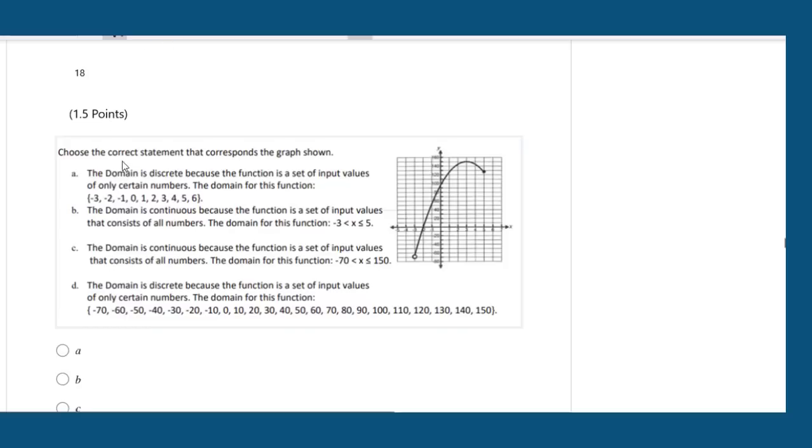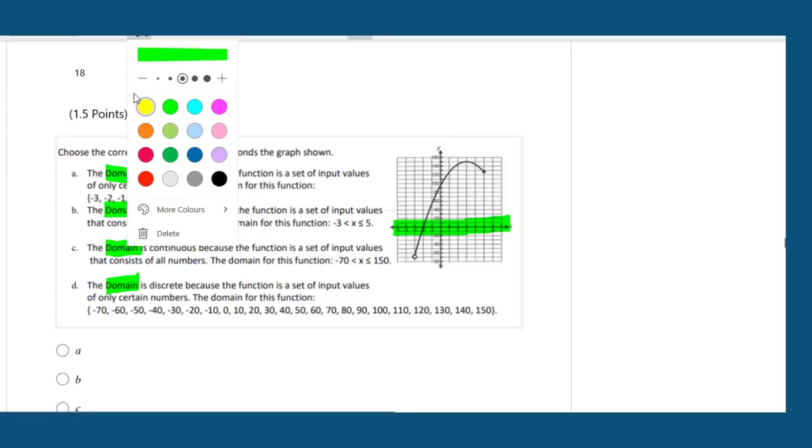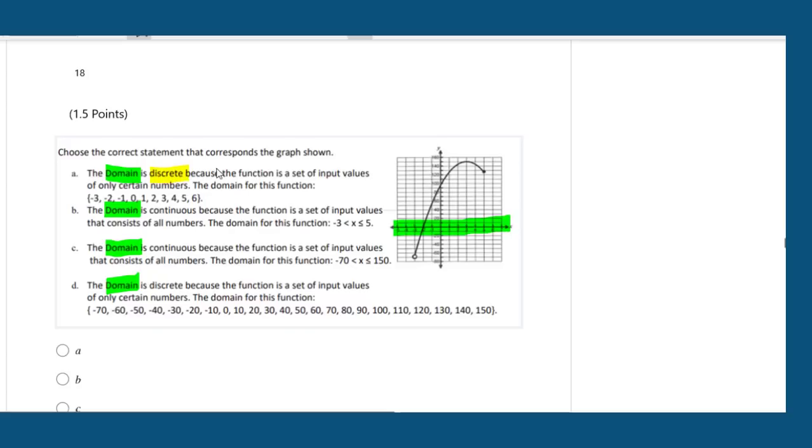Number 18. Use the correct statement that corresponds to the graph shown. So here it is talking about domain. When we consider domain, just check the values for x. The next step is whether the domain is discrete. Discrete can be counted: 1, 2, 3, 4, 5. Continuous, continuous. So from the given graph, the graph is continuous. If it were discrete, the graph would look like this, so this answer is cancelled. Not the answer. So you have B or C.